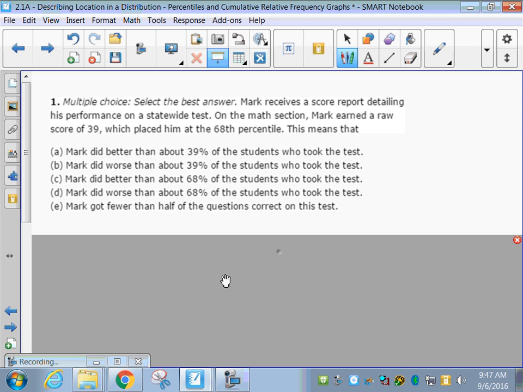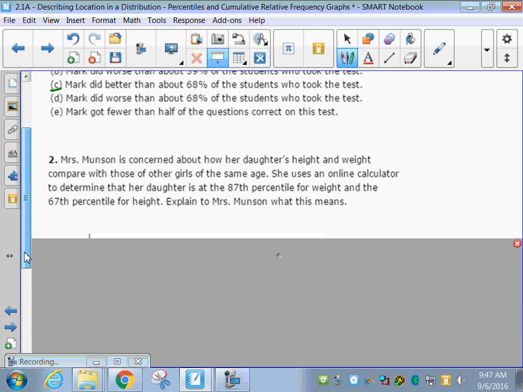So raise your hand if you think it's A. Raise your hand if you think it's B. Raise your hand if you think it's C. Raise your hand if you think it's D. E. Okay, good. So that's just, do you understand the definition of percent, right? So you guys all said it has to be better than 68%. All right, and let's look at another graph.